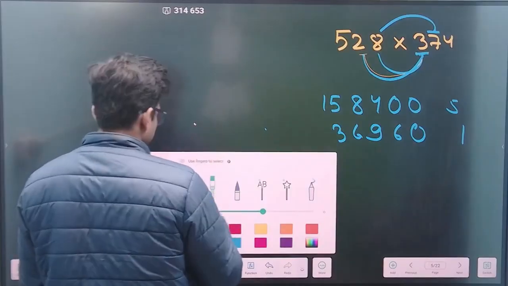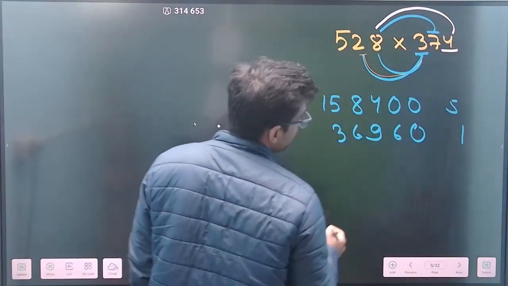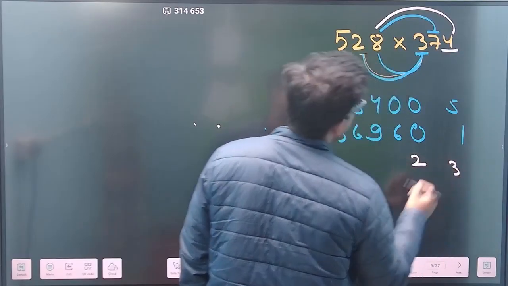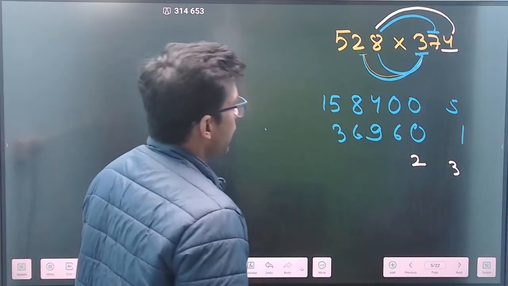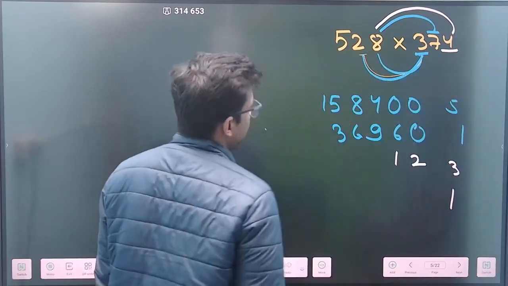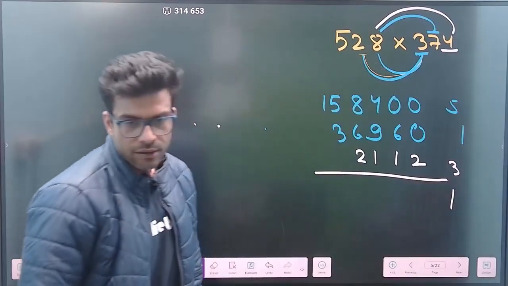Last number. Now this 4 will come. 4 multiplied with 8 is 32. 32 means 2, 3 carry. 4 2s are 8, 9, 10, 11, 1 1. 4 5s are 20, then it is 21. I hope this is clear, Sangeeta. Till now it is clear.